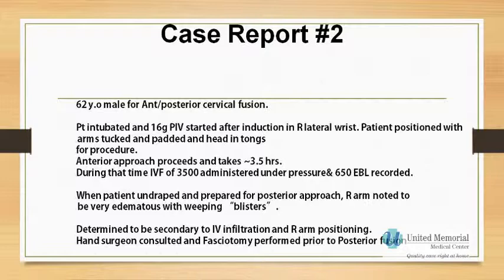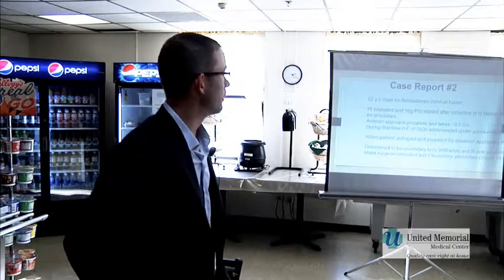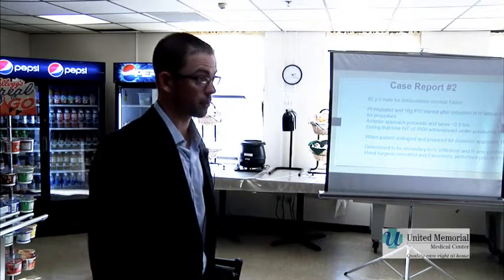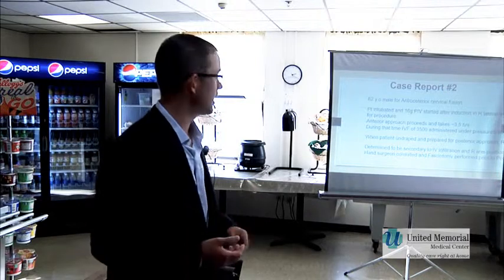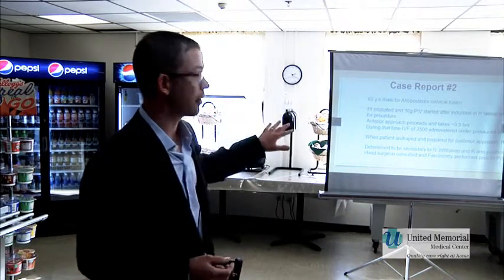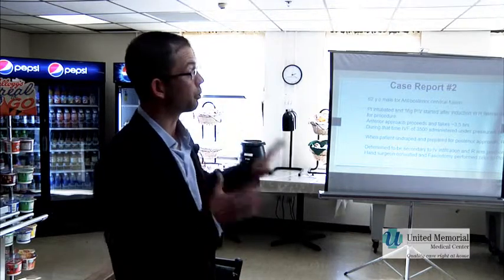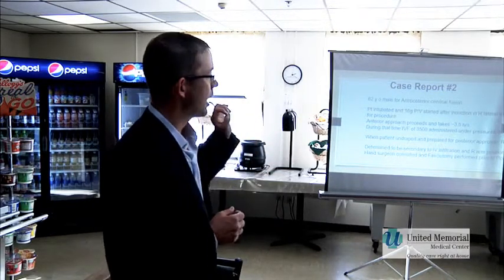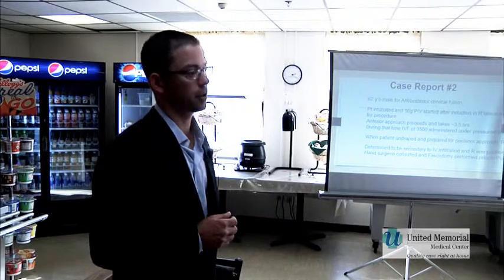And he was intubated. A 16-gauge peripheral IV was placed on the right wrist after induction, and the anterior approach proceeds. He's tucked, his arms in neutral position by the nursing staff. The procedure goes 3.5 hours. They get into it. There's 3,500 of fluids administered under pressure via a pressure bag, and there's about 650 of blood loss for this procedure.